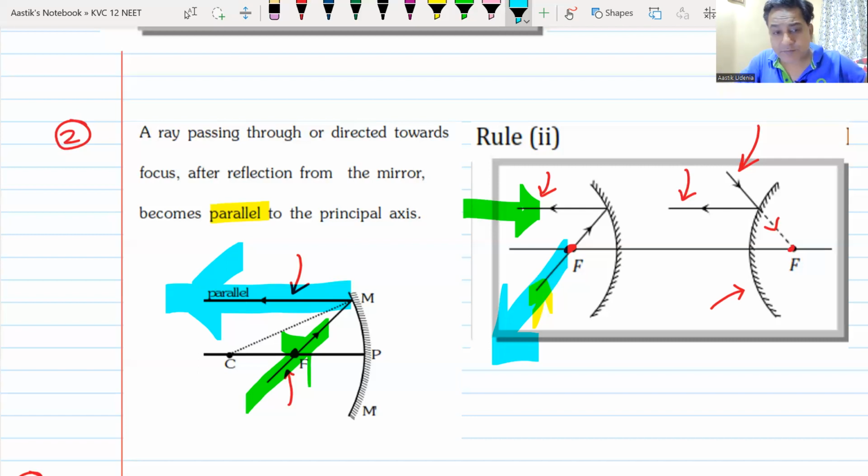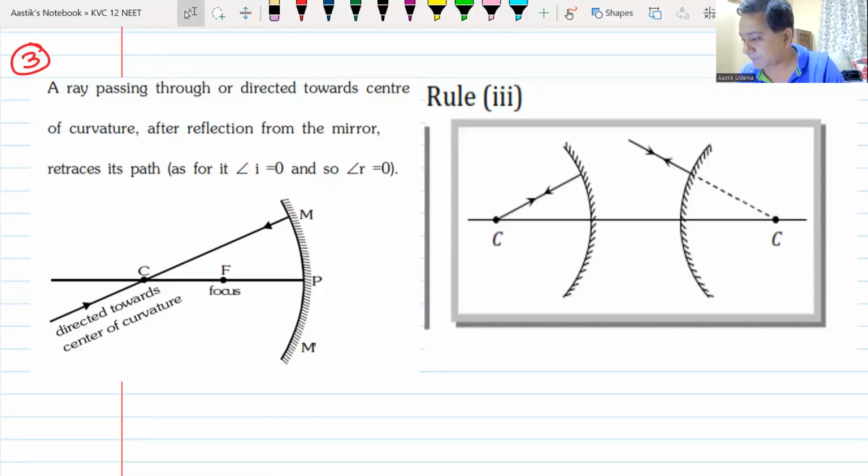Written. Now shall we move ahead? Rule number 1 and 2 done. Okay. Rule number 3 is pretty simple. Sir, am I audible? Yes, you are audible. Can we move on now, beta?